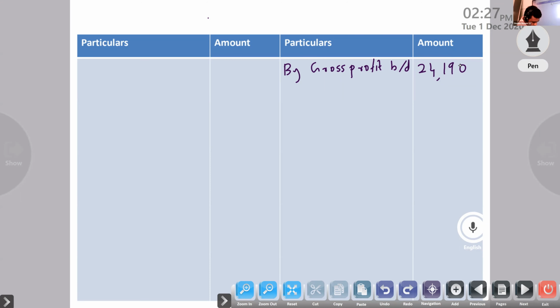Next, we will write the profit and loss account items, starting with salary. Salary is given as 1,590, and there is an adjustment to salary. To salary 1,590, add outstanding salary. It is given in the adjustment, 350. So the total is 1,940.